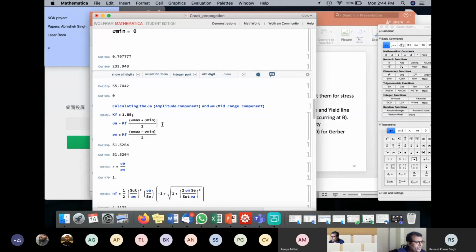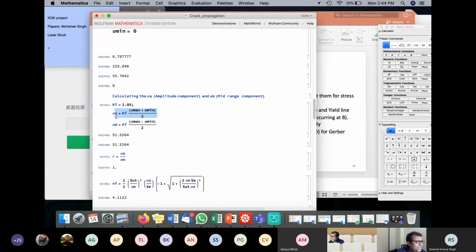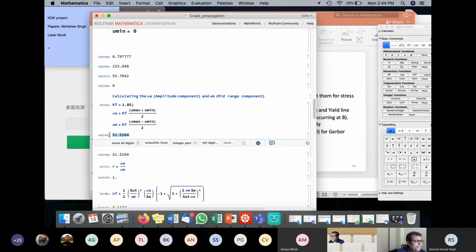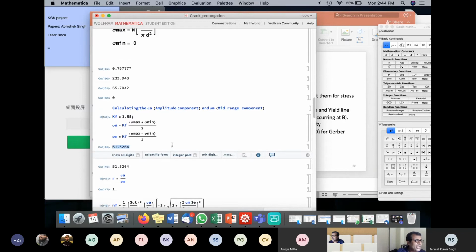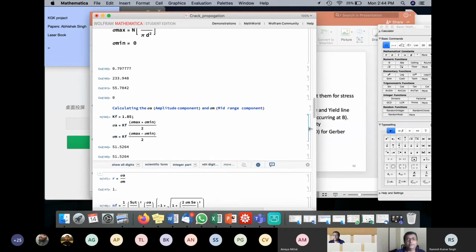So I can find out what will be actual sigma A and sigma M, which will be, this is sigma A0, this is sigma M0. And I have this KF of 1.85. So basically, for all practical purposes, my sigma A and sigma M turn out to be 51.5264, 51.5264. Now I have sigma A and sigma M. What do I do next?